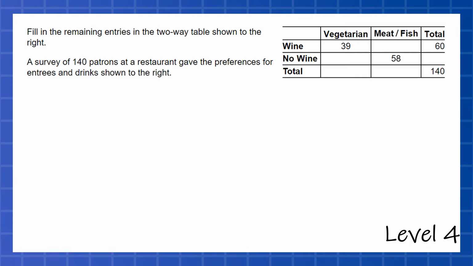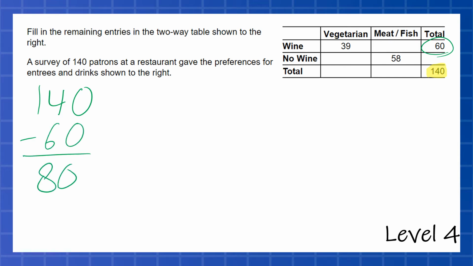All right, these are not percents. This is a table of values. They're counting the total number of customers that we had at this restaurant. And so there were 140 total customers. And what we know out of that 140 is that 60 of them chose wine. So our question is then, how many did not choose wine? This isn't going to be too tricky of math. We're going to say 140 minus 60. We're going to get 80. And so that's what we're going to put right there. We got 80 right there.